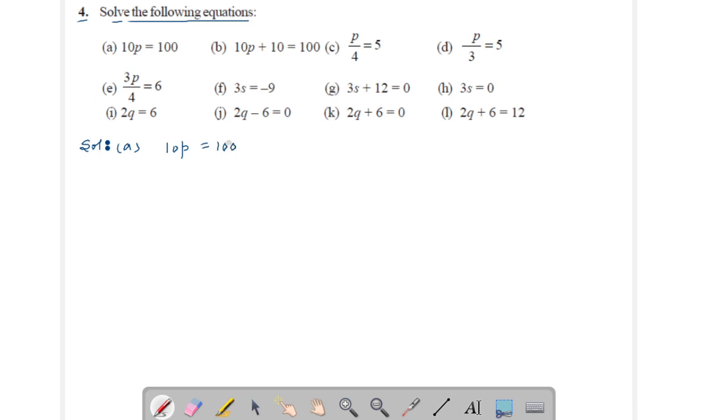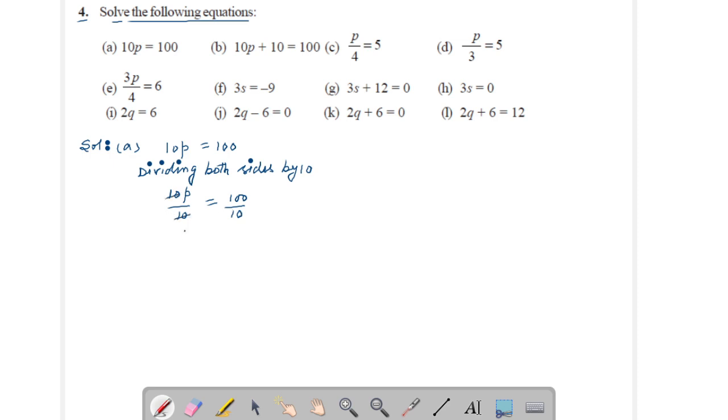Here you have to remove 10 from p. How will you remove? By dividing by 10. So dividing both sides by 10. What will you get? 10p upon 10 equal to 100 upon 10. Here 10 is cancelled by 10.